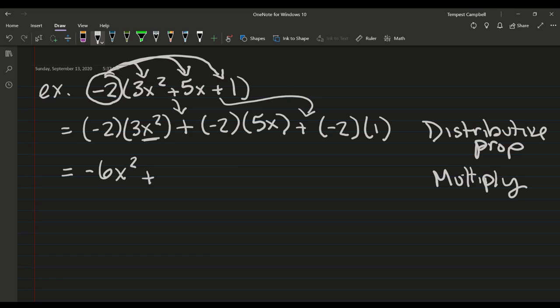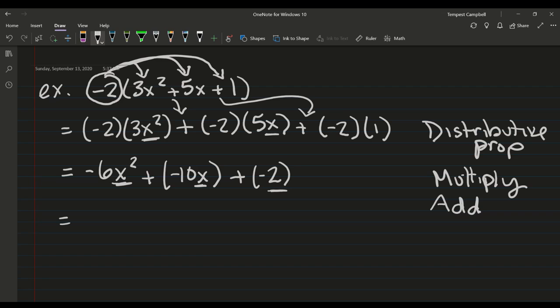Plus negative 2 times a positive 5 gives us a negative 10. And then we just have that 1x. And plus a negative 2 times a positive 1 is a negative 2. And so now we need to see if we can add. If we can't add, we need to simplify it further so that we don't have our parentheses. So I see an x squared, I see an x, and then I see a constant. Can we add any of those together?